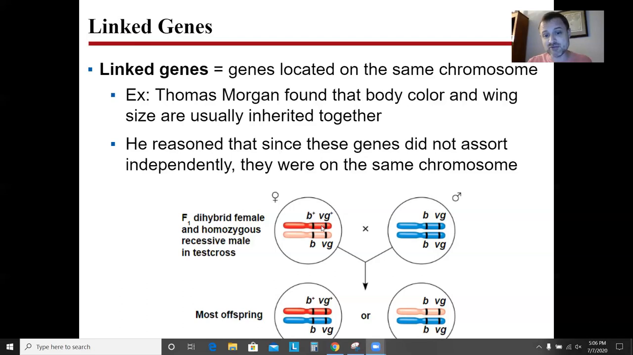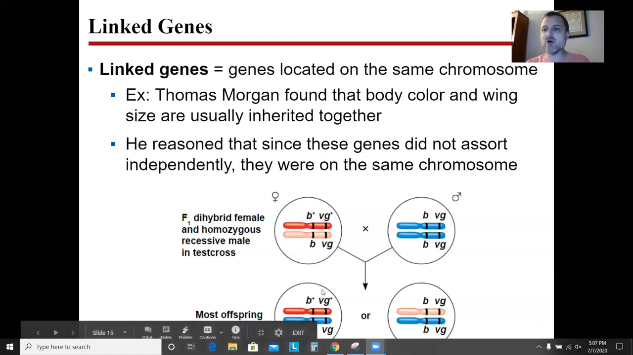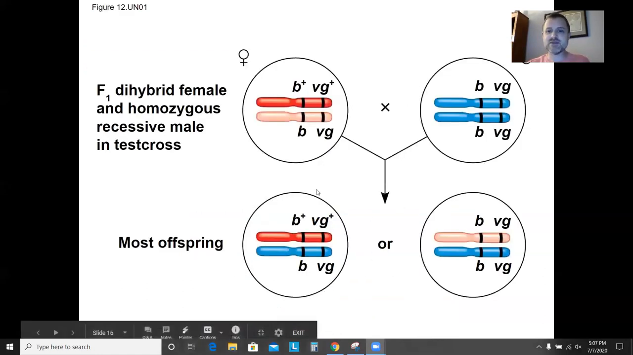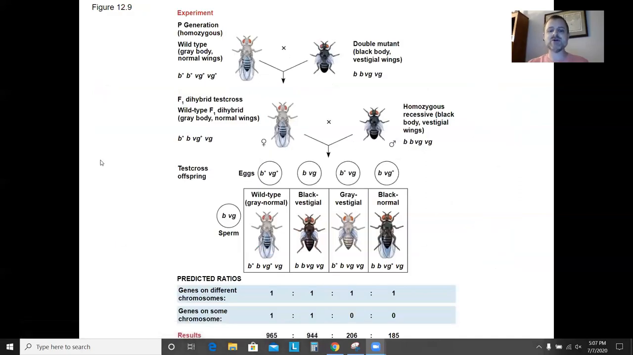I could have a crossing over event here, which separates the different alleles. So actually, they can separate if they're very far apart on the same chromosome, which is going to be an important thing we see in just a minute. But if you're linked, you don't independently assort. This is the same picture, just bigger. So in class, we're going to go through an example of this.